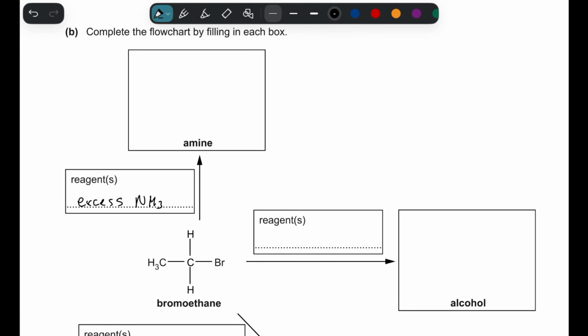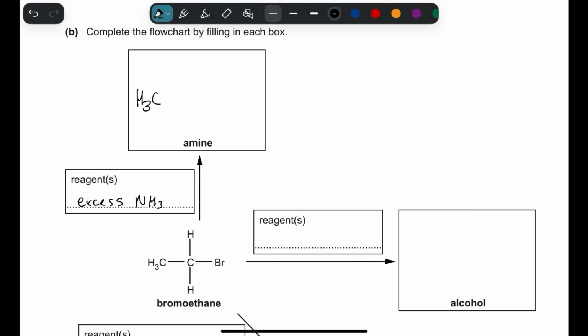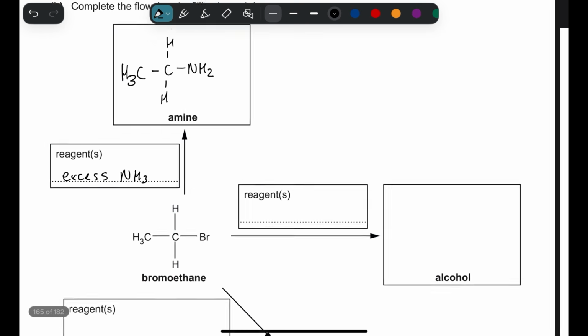So we're going to draw the same thing that we can see with bromoethane. And then we're just going to replace that Br with an NH2. Remember, NH2, that's your amine.